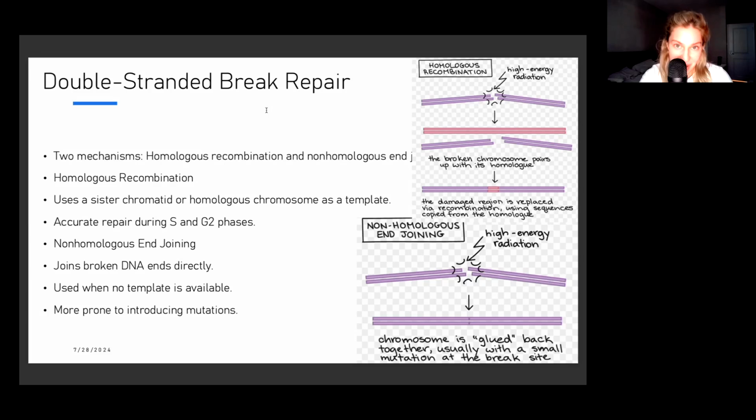Double-stranded break repair, which includes two mechanisms: homologous recombination and non-homologous end joining. Homologous recombination uses a sister chromatid or homologous chromosome as a template during the S or G2 phases of the cell cycle. Non-homologous end joining joins broken DNA ends directly, and we don't have any template to fix it, so we are more prone to inducing mutations.